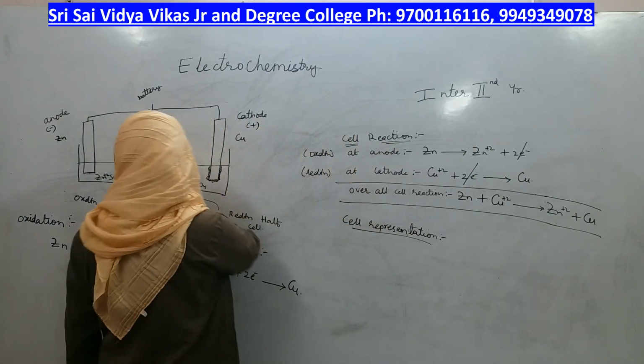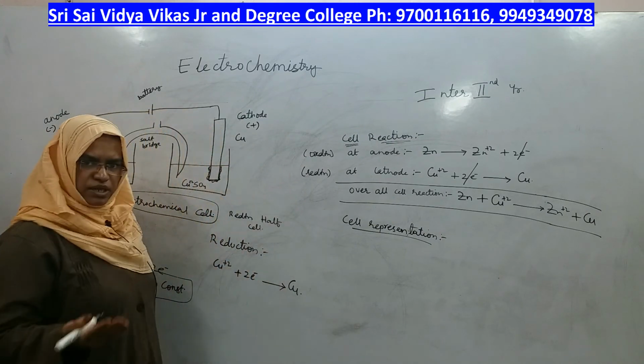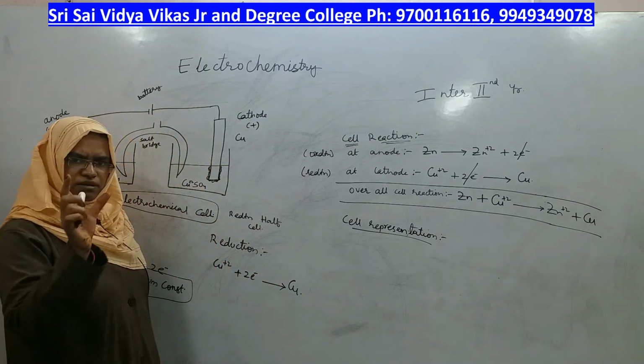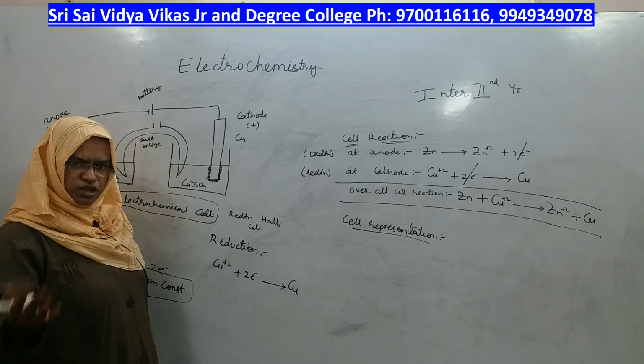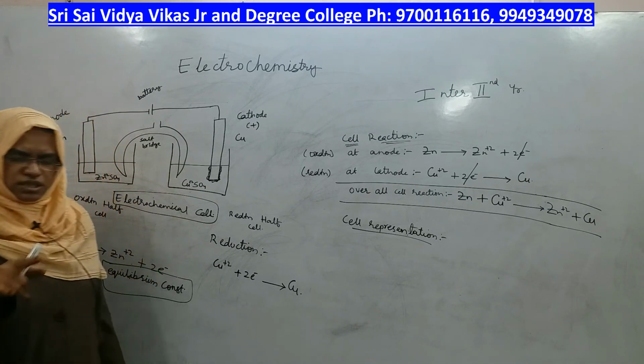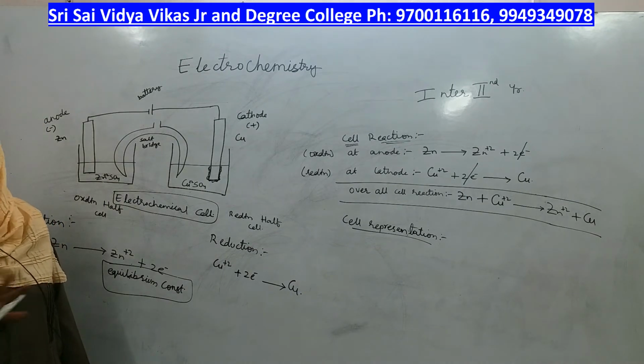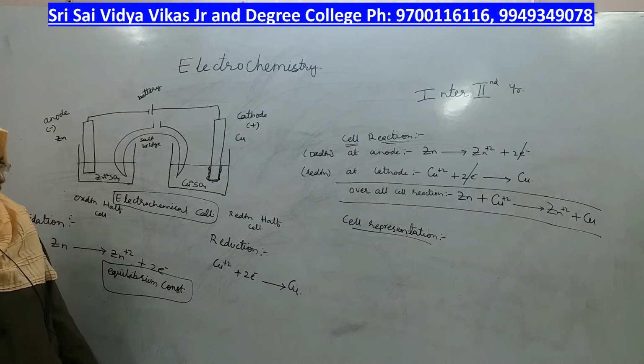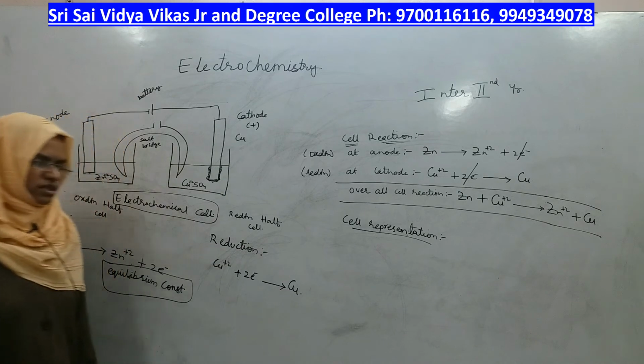So, for this cell, the representation comes in a single line. You don't need to draw the diagram. If you simply write one line, that means this is anode, this is cathode, this is salt bridge, everything is well understood, right? Now, let us write the cell representation.